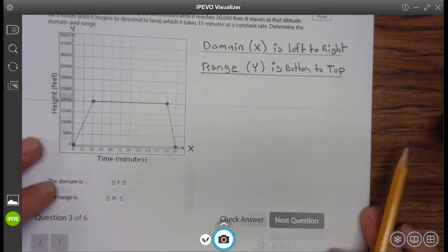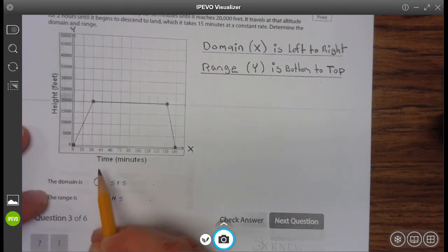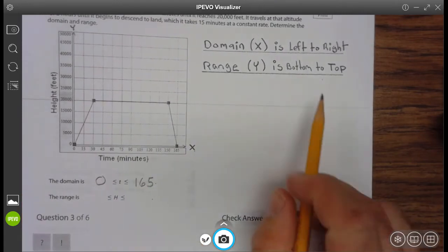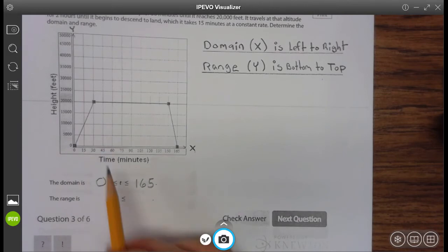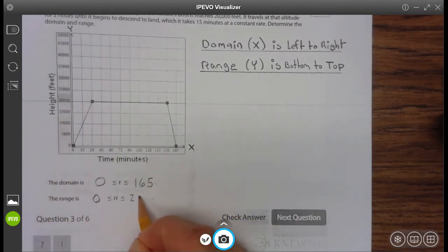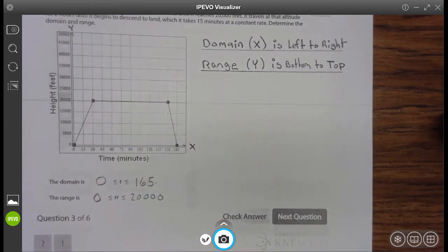So let's look at the domain first. The domain starts at 0, and if we go to the right, it ends at 165. Now the range is from bottom to top. So the bottom starts at 0, and the top looks like it's 20,000 feet. All right, go ahead and finish up example 3.